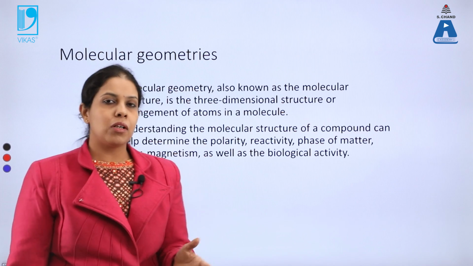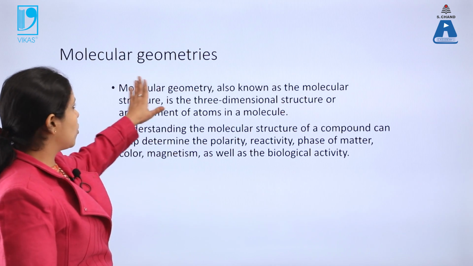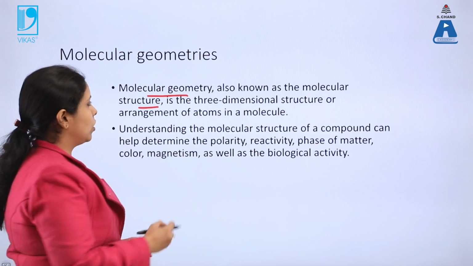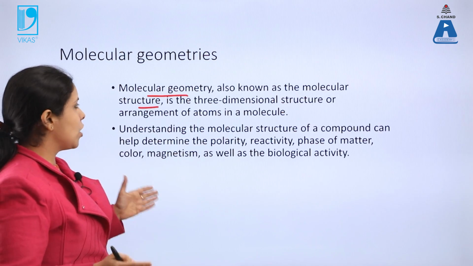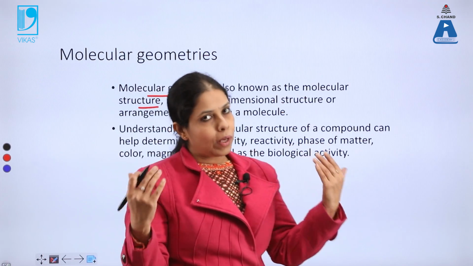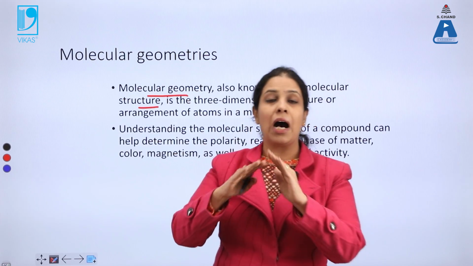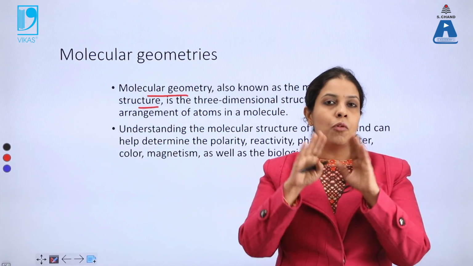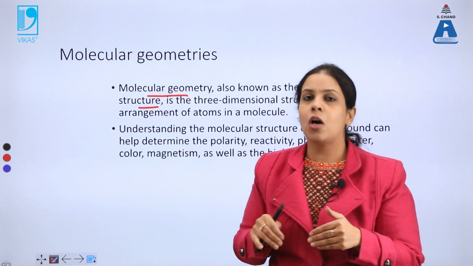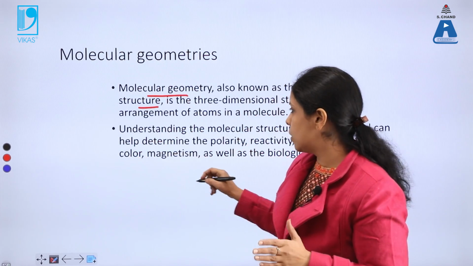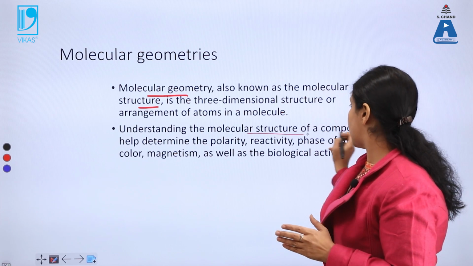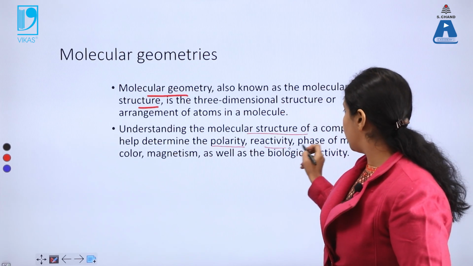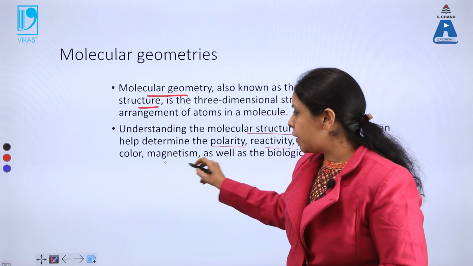Let's start with the second part of the video, which is about molecular geometry. Molecular geometry is also known as molecular structure. It is the three-dimensional structure or arrangement of atoms in a molecule. Now, when a molecule is already formed, how its bonds originate in the structure, and how it will occupy space. Understanding the molecular structure of a compound can help determine different properties like reactivity, phase of matter, magnetism, color.